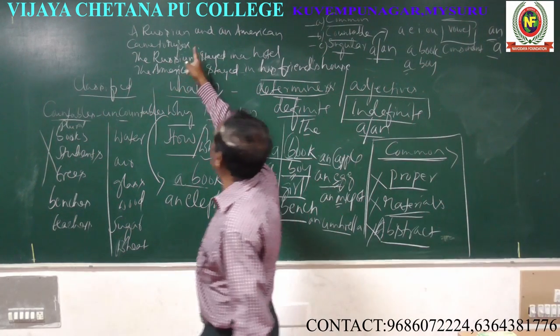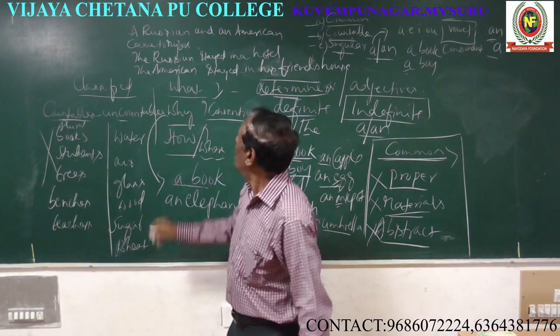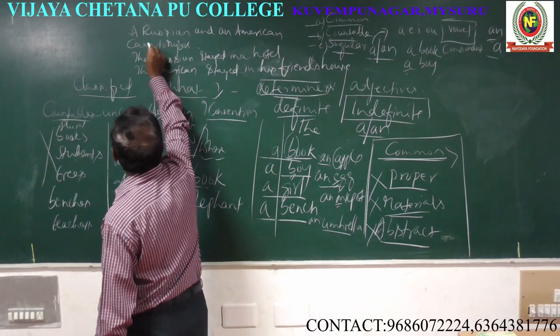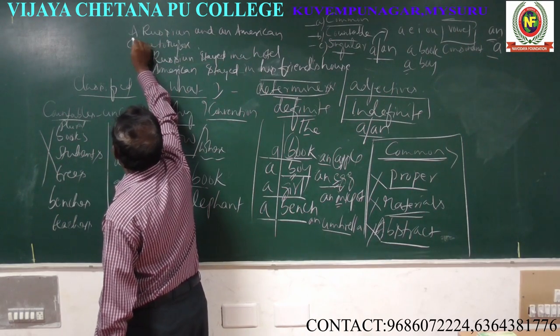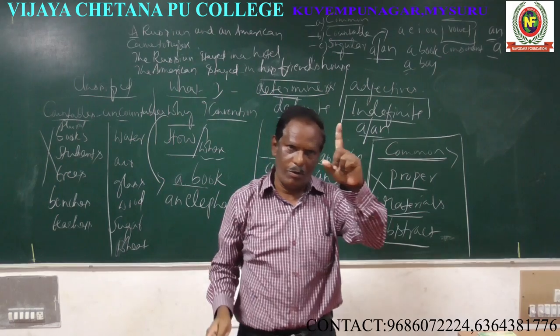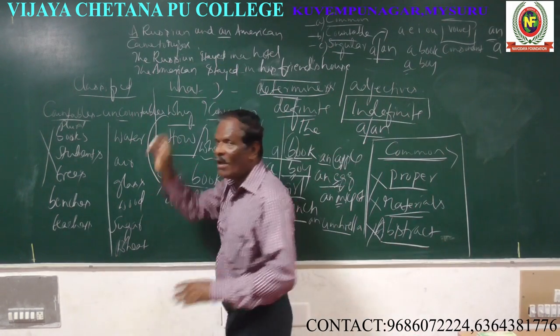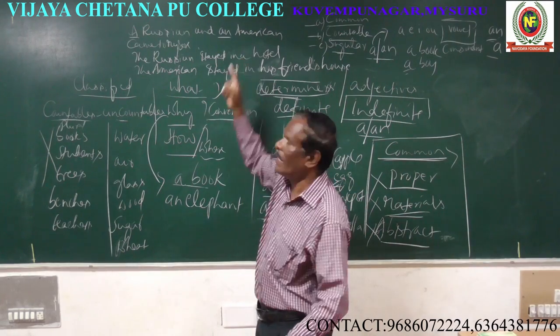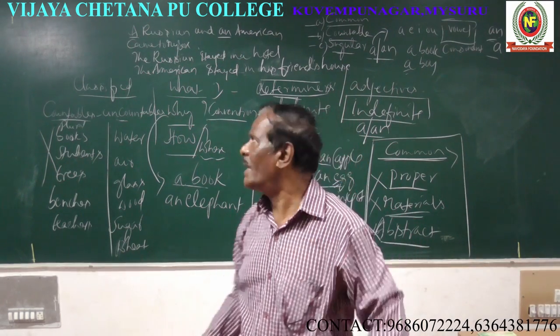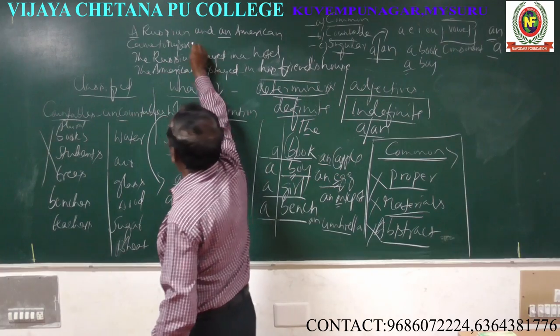Look, a Russian, an American. See, first time talking about a person, Russian, first time. So we don't know which Russian, a Russian, one Russian person, a person from Russia, and an American. First time I am using this expression, American. An American means an American came to Mysore.